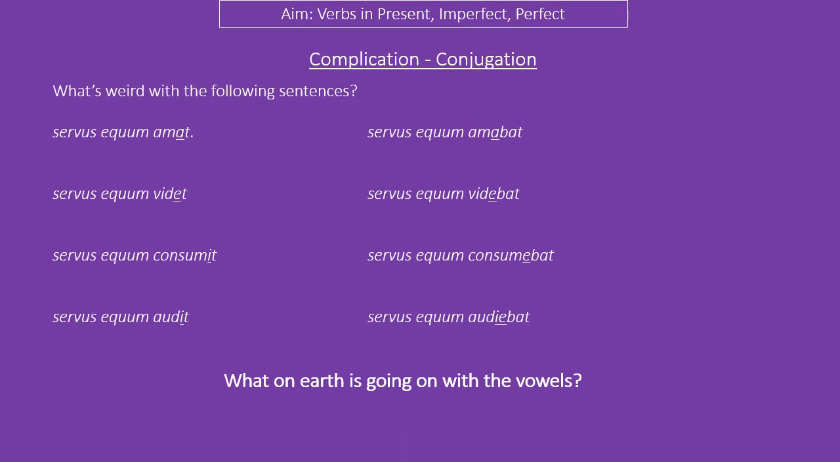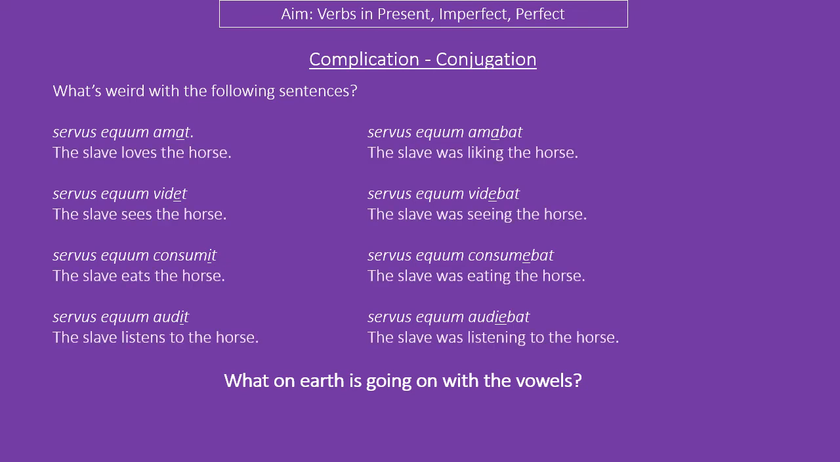So, another thing to worry about. What on earth is going on with the vowels? We can see that the sentences are clearly present tense on one side and imperfect tense on the other side, but something very strange is happening. We can also see our sentences.